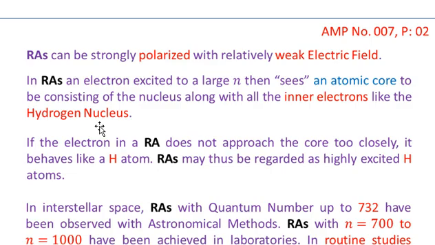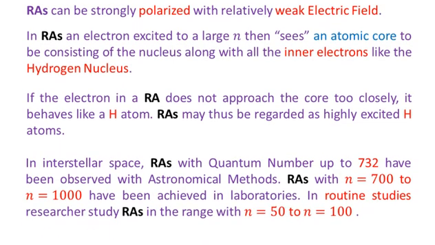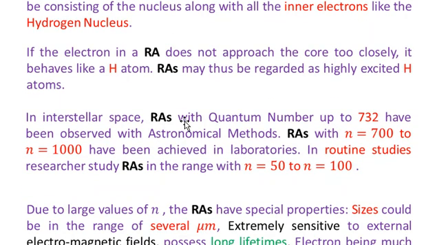And you know that in hydrogen-like atoms we assume that the nucleus appears to be the nucleus of the hydrogen atom, around which a single electron revolves. If the electron in a Rydberg atom does not approach the core too closely, it behaves like a hydrogen atom. So this is an important condition. You know that in the Sommerfeld model, elliptical orbits are assumed, where an electron can also come closer to the nucleus.